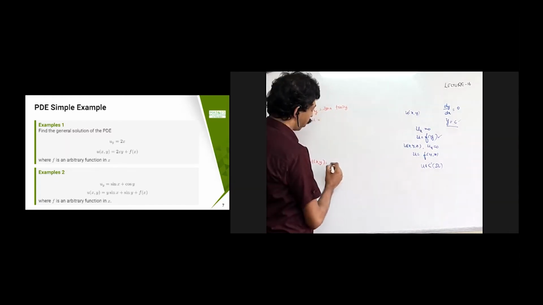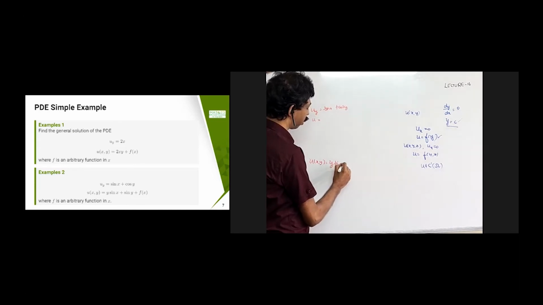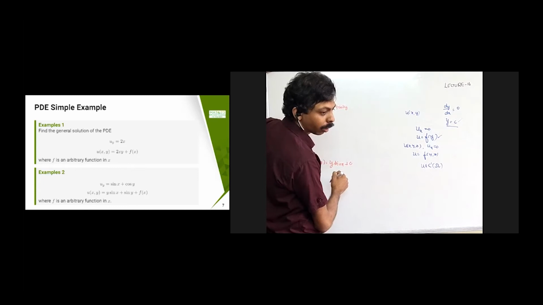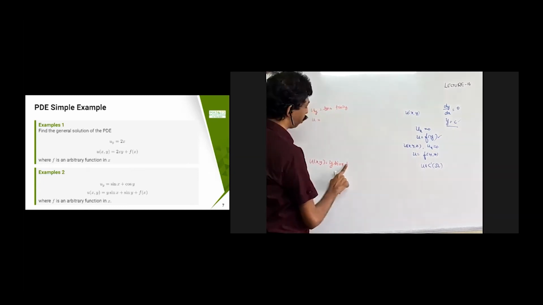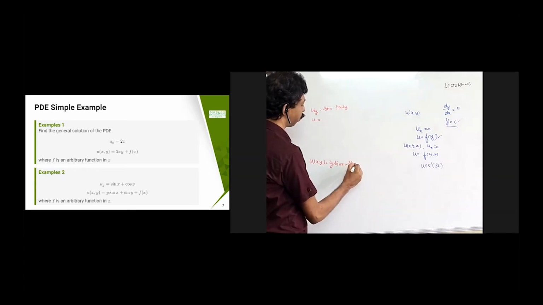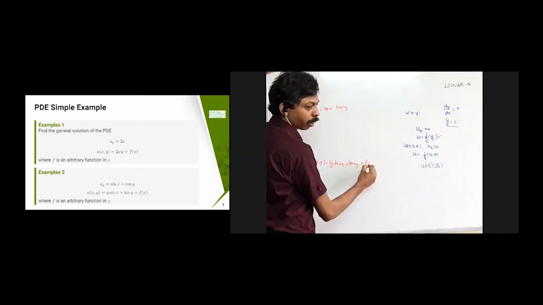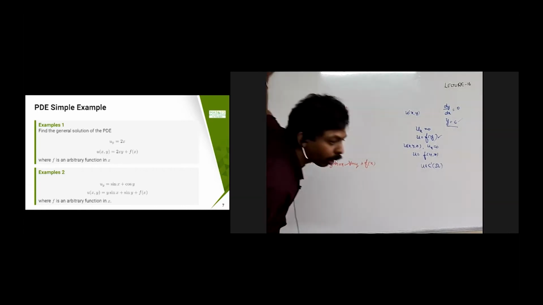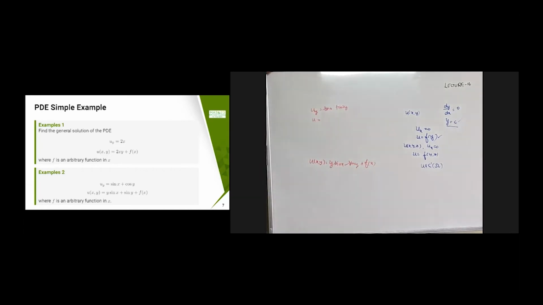So y sin x is there, plus cos y integrated gives sin y, and then the minus sign will come. Plus f of x is there. So ux, uy, right? Tell me, how do I get it?